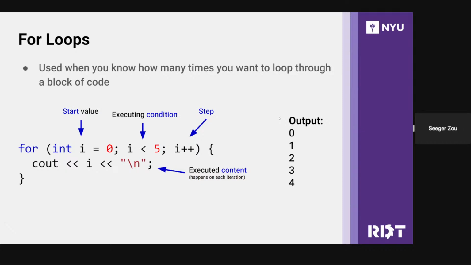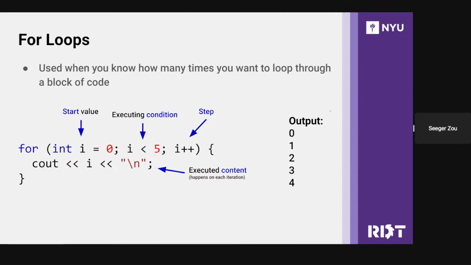So my name is Seeger, and I will be presenting the slides for loops. Loops are very easy. It's very simple. And we'll be covering two main types of loops, for loops and while loops. So for loops, you can see it's usually used when you know how many times you want a block of code to run. You can see the syntax below here.